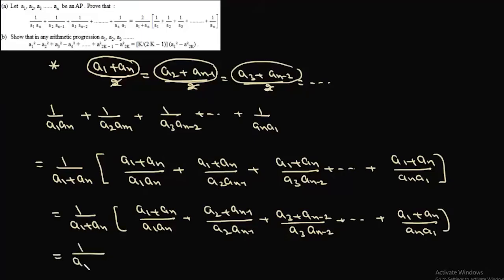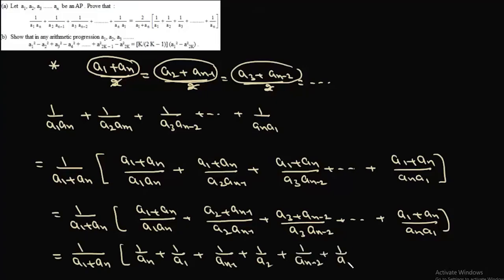So we can write 1 upon a1 plus an, and here it will be 1 upon an plus 1 upon a1, and here will be 1 upon an minus 1 plus 1 upon a2, 1 upon an minus 2 plus 1 upon a3. I will continue up to 1 upon an plus 1 upon a1. So here we have this series 1 upon a1 plus 1 upon a2 plus 1 upon a3 up to 1 upon an, and again we'll have the series a1, a2 up to an minus 2, an minus 1, an.